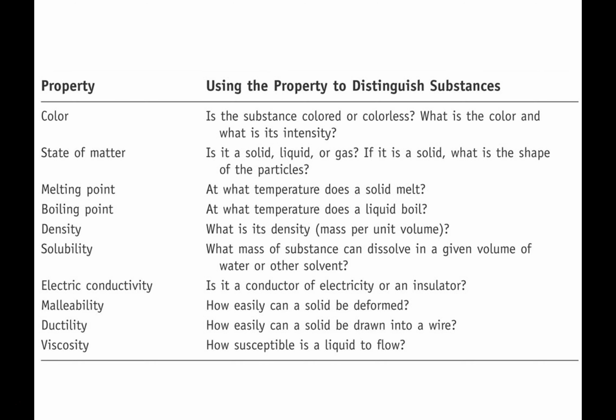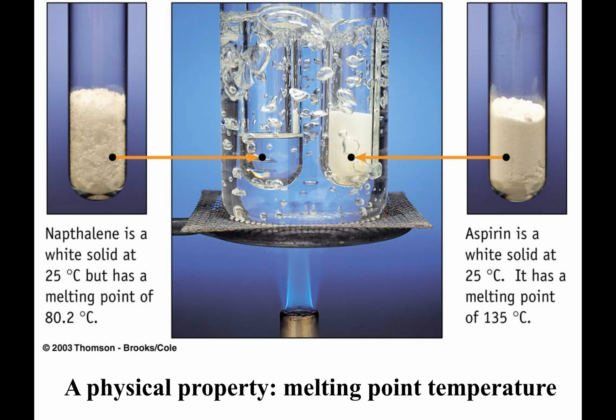Here's one for you. It's kind of a quick and dirty sort of thing. I'll let you absorb what the figure says, but if you read the figure, we have two white powders, okay, at room temperature. They're solid white powders. And one will make you sick, naphthalene, and one will cure your head from hurting, aspirin. A quick and dirty physical property would be what temperature does it melt at.